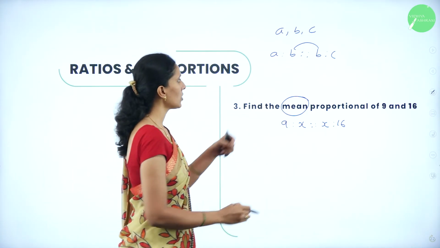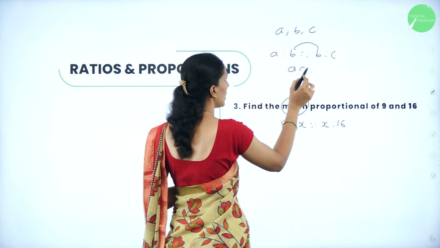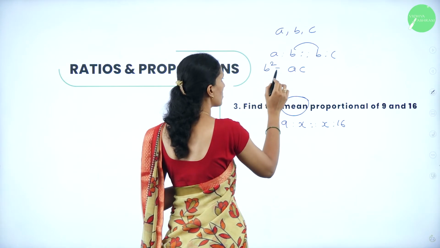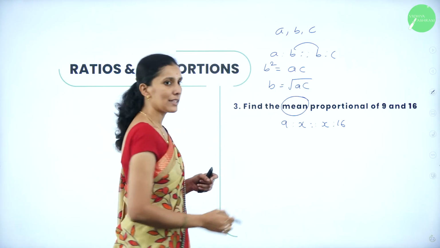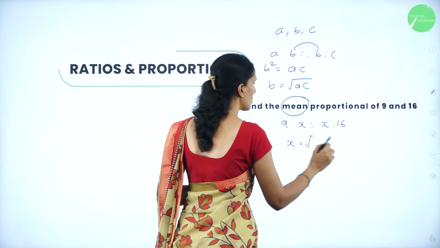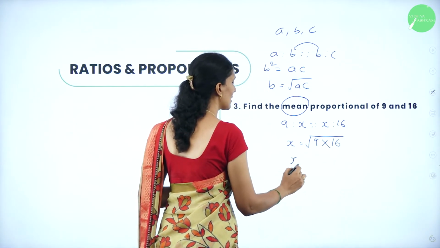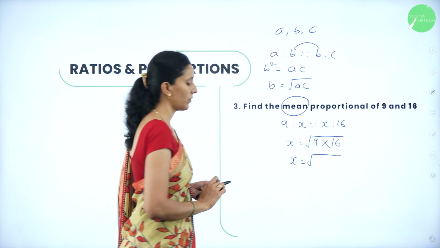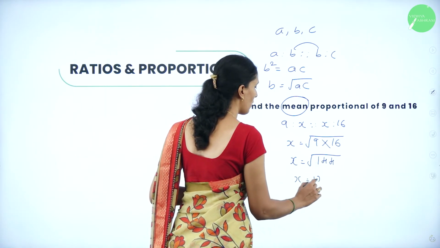So what is the condition for this? What is the product of extremes? A into C. Here it is B square. So we can take B is equal to root of AC. When you apply this condition here, you will get x is equal to square root of 9 into 16. That is, x is equal to square root of 144. x is equal to 12 you will get.